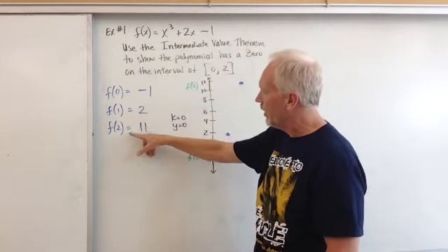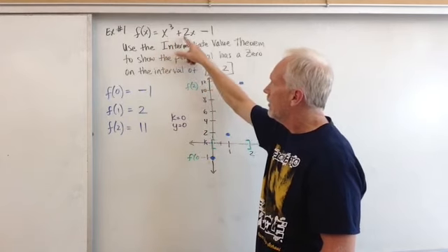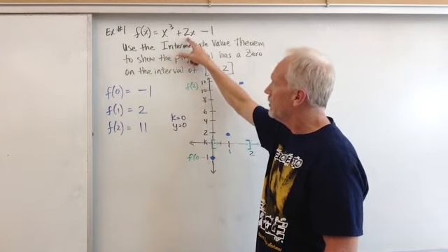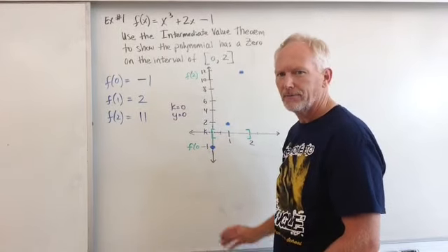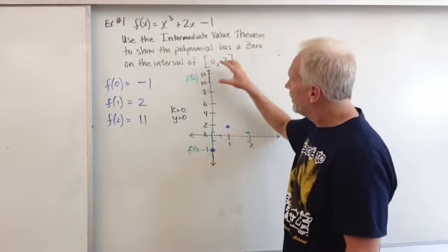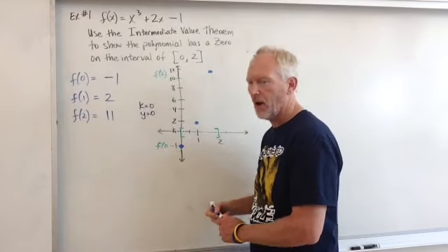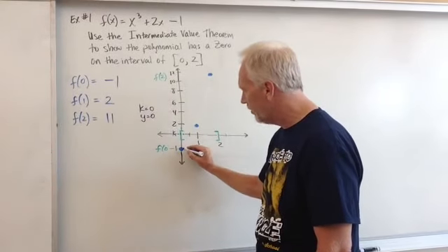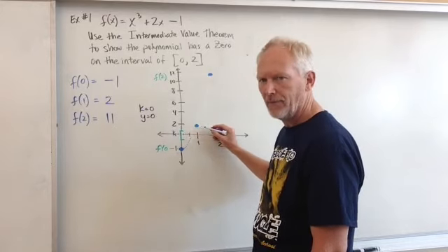If I plug in 2, 2 cubed is 8, and 2 times 2 is 4. That's 12. 12 minus 1 is 11. So we get f of 2 is 11. So it wants us to verify that there is a zero. Well, a zero would mean that we're going to cross the x-axis. Now, watch. If I take off from this 0, and I'm supposed to get to this 2 value, right?